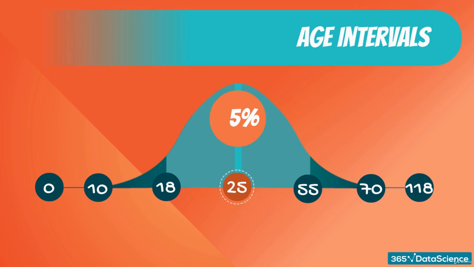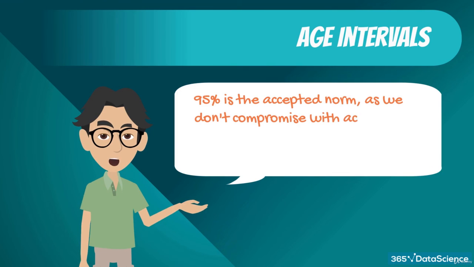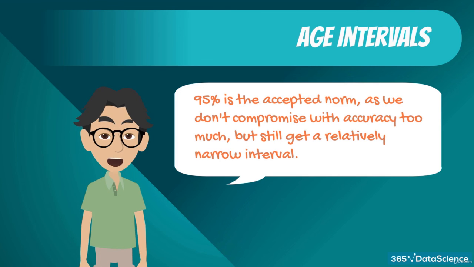There is always a trade-off which depends on the problem at hand. 95% is the accepted norm, as we don't compromise with accuracy too much, but still get a relatively narrow interval.